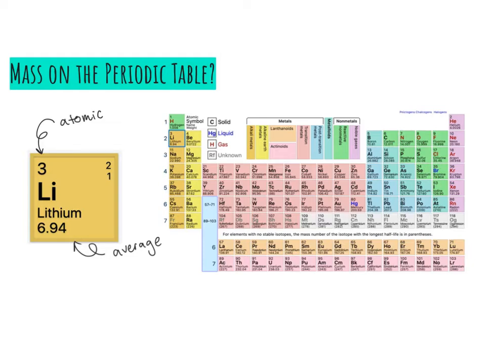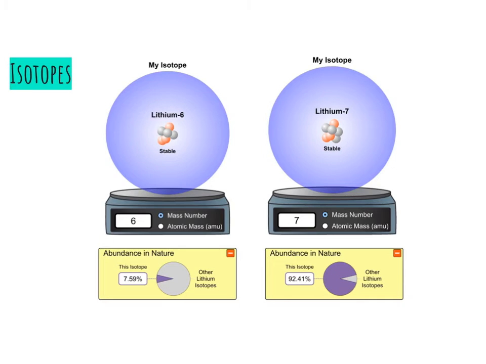It has two different isotopes. So here are those isotopes again with their abundances. And what we're going to be doing is a weighted average. We're going to be saying that 7.59% of that mass is going to be coming from the lithium 6, and then 92.41% of that mass is coming from the lithium 7. So let's do that calculation now.